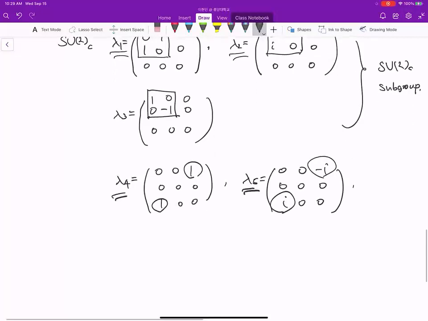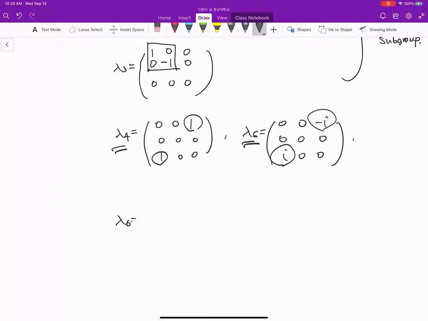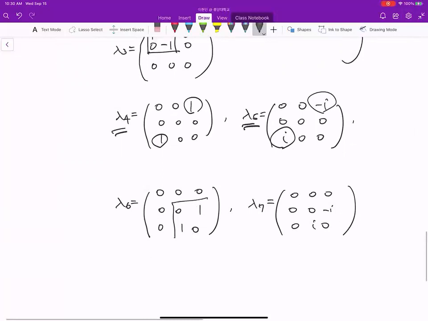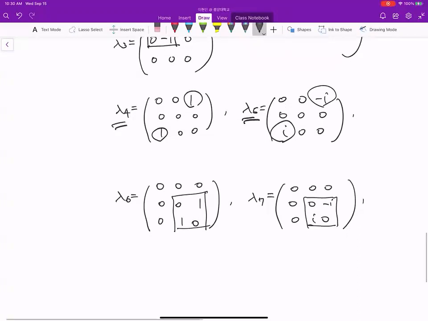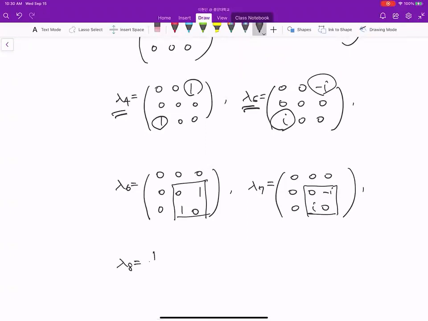And then let me continue to discuss lambda 6 and lambda 7. So now you can see that in the last 2 indices, you have a 2 by 2 block, which are the first 2 Pauli matrices. And the last matrix is non-trivial: 1, 1, minus 2, 0, 0, 0, 0, 0, 0.